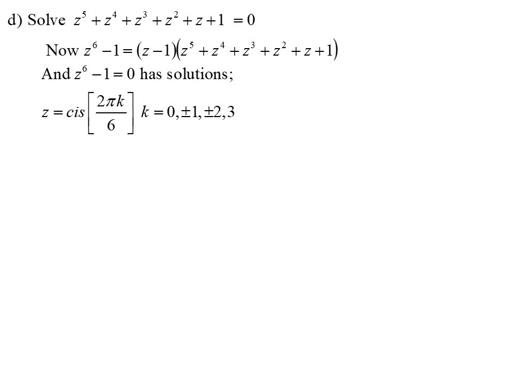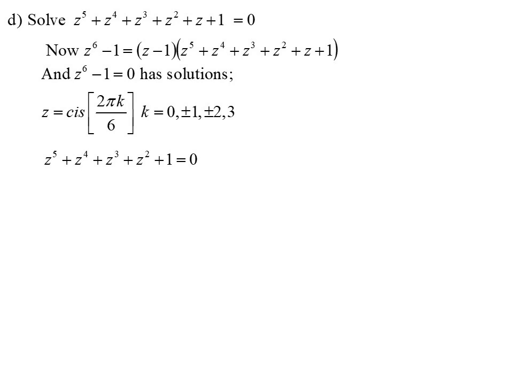Cis 2 pi k on 6, where k is an integer, so 0, plus or minus 1, plus or minus 2, I need one more, so I'll make it 3. Very easy to solve. But that's not the equation I've got. This is the equation I've got, but I can make it that.